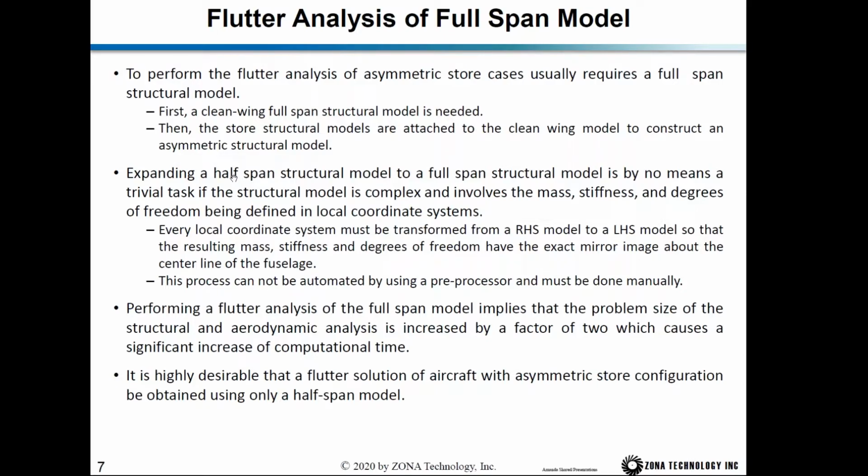However, expanding a half-span structure model to a full-span structure model is by no means a trivial task, if the structural model is complex and involves the mass and stiffness and degrees of freedom being defined in the local coordinate system. So if you only have a half-span model and you want to do a full-span asymmetric Flutter analysis, expanding the half-span structural model to a full-span structural model may be a tedious job.